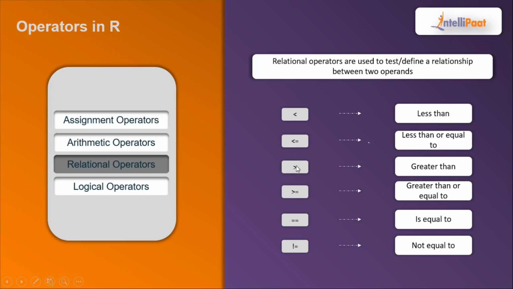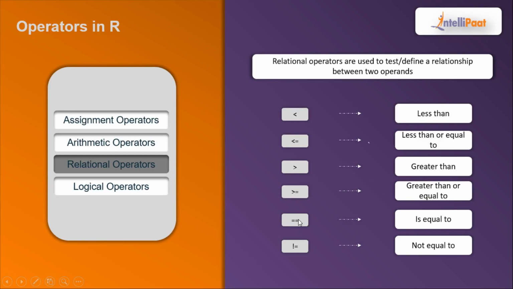Then we have the greater than operator, and this helps us to find out if the first operand's value is greater than the second operand's value. And then we have the greater than or equal to operator, and this helps us to find out if the first operand's value is greater than or equal to the second operand's value.